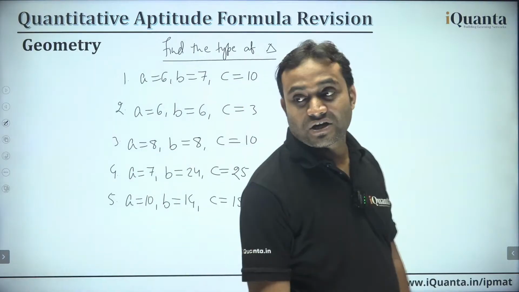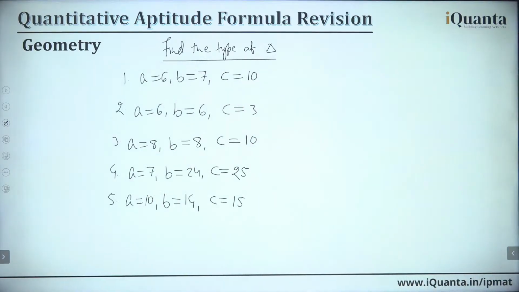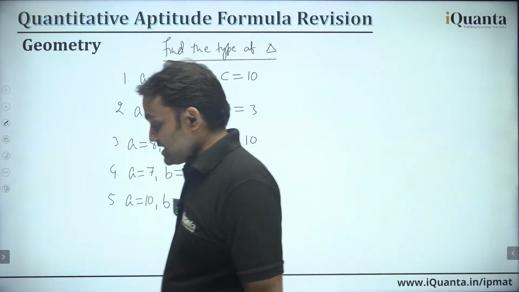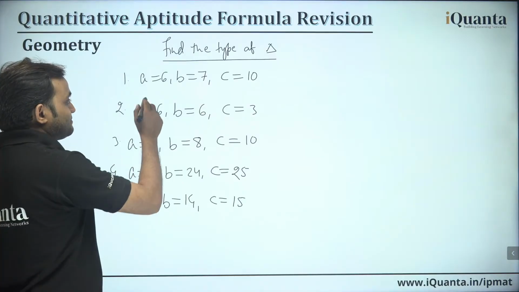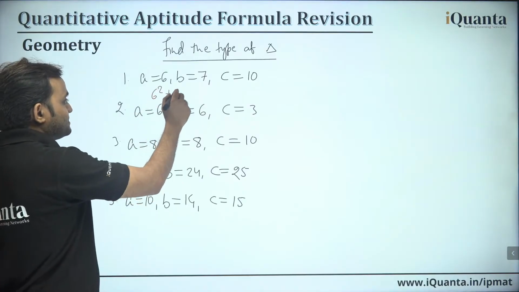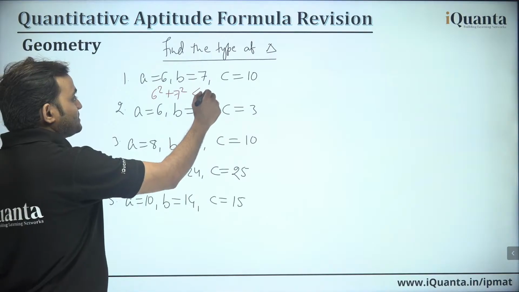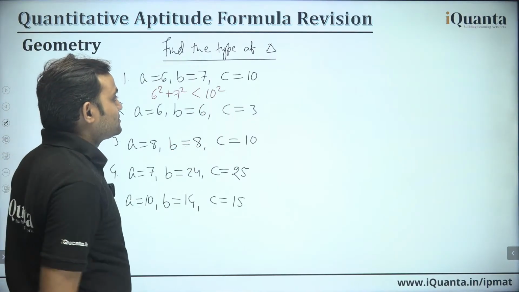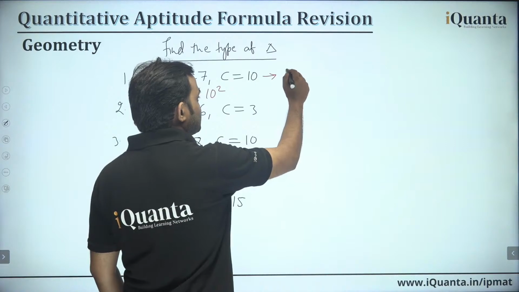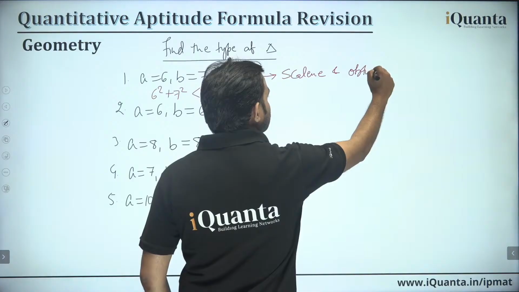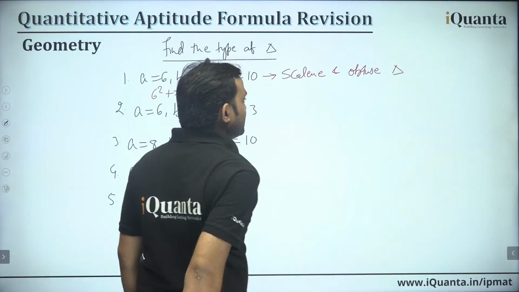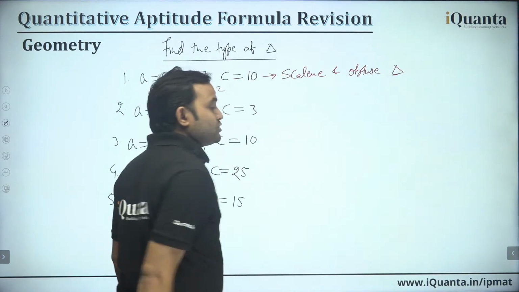So what are the types of these triangles by side lengths and by angles? How do we recognize these triangles? How do we find that? In the first case, the largest is 10. Can I say 6 square is 36, 7 square is 49, and this sum is less than 10 square. So this triangle will be scalene and obtuse. This triangle will be scalene as well as obtuse.